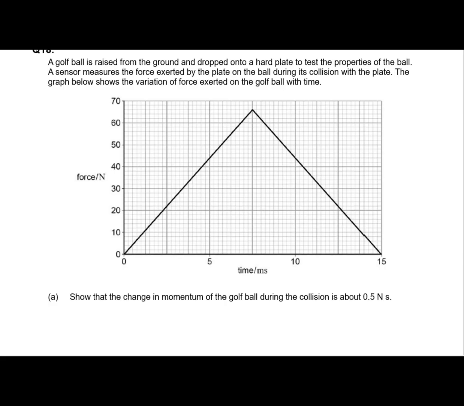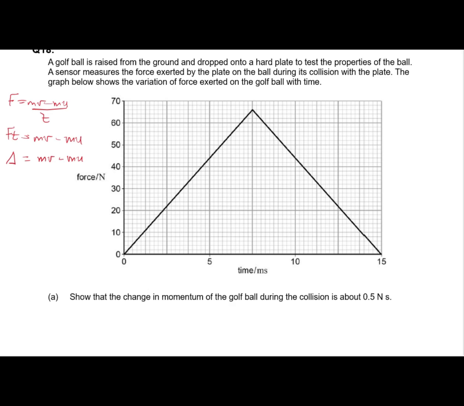So the only formula you know with force and time, if you start off with mv minus mu over t, that's just your Newton's second law. So Ft is equal to mv minus mu. So Ft is actually the area under the graph, isn't it? So the area under the graph is equal to mv minus mu, or delta p, whatever you want to call it.